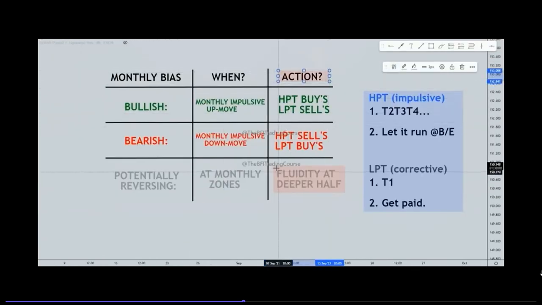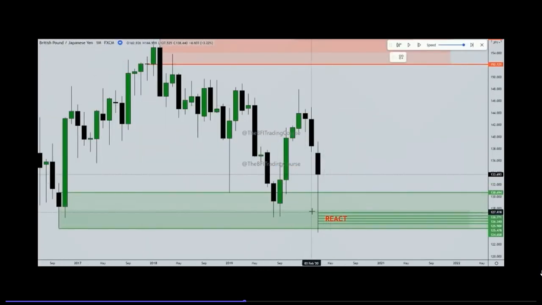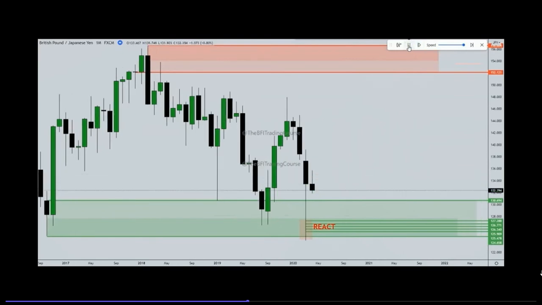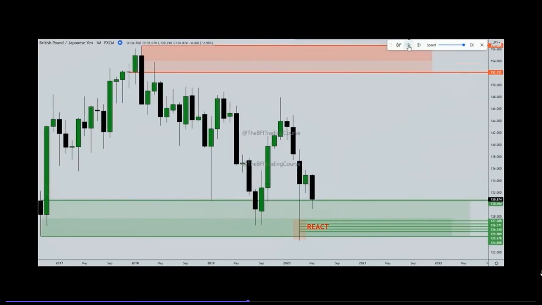Potentially reversing, but you would be action, fluidity at the deeper half. You would have been super fluid on those little time frames you love, and I'm sure you could find somewhere to buy in the deeper half of a buy zone. But what's your bias? Potentially reversing. Now, the next few candles we see here, it went inside the monthly zone. A great sign if somebody comes in and buys it up.